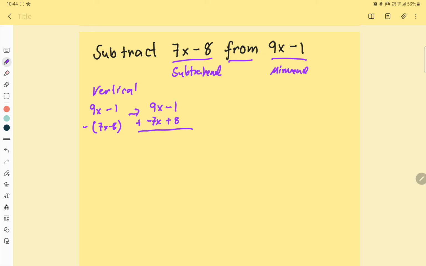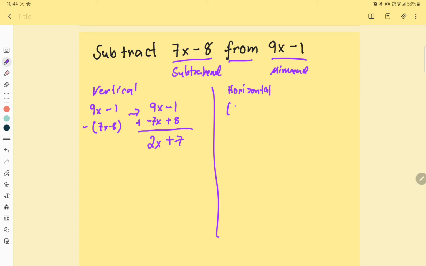So we know that 9x and 7x are like terms. However, you operate on the numerical coefficients. So you have 9 minus 7, so you have 2x. Then negative 1 plus 8, that would be 7. So that's the vertical. Now, when we look at the horizontal method, or horizontal structure, this is not a method, it's a horizontal structure.